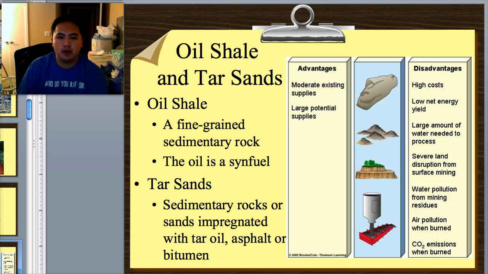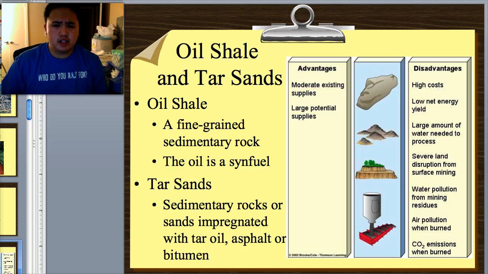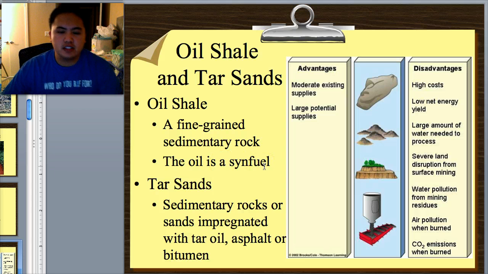After coal, the last part of fossil fuels is oil, shale, and tar sands. This is actually what we're going to talk about over Skype with a sister school in Canada. These are the last type of fossil fuels, and maybe some of you aren't familiar with them. Maybe some of you have heard of the La Brea tar pits. Shale is a fine-grained sedimentary rock, and it's a syn fuel. So synthetic, it's not natural.